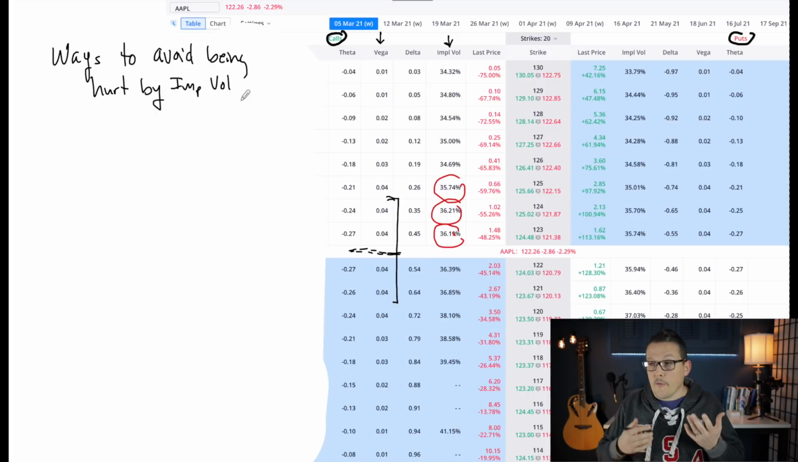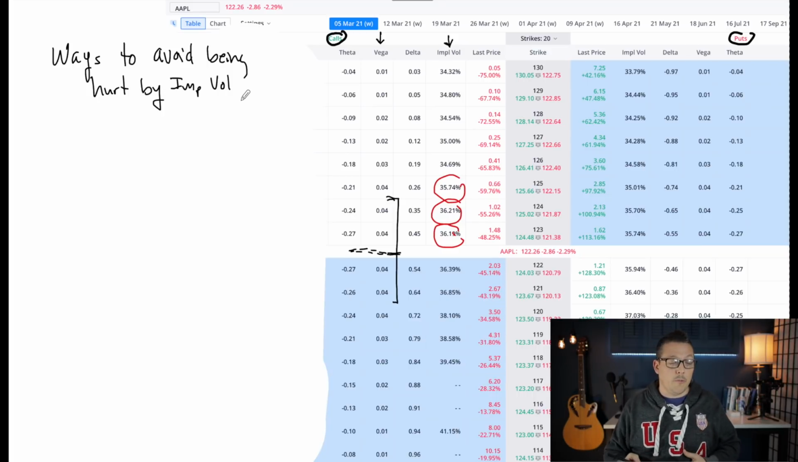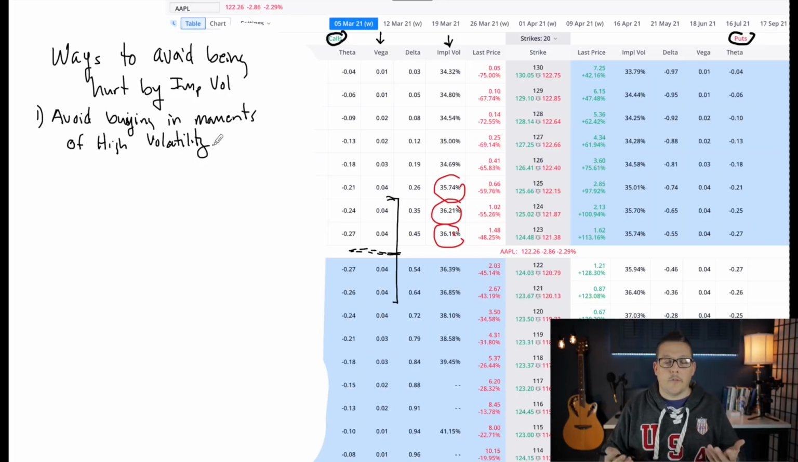So there's three ways that I really think of avoiding this Vega exposure and being affected by implied volatility. There might be more. Please feel free to leave them down in the description below. First, avoid buying options in moments of high volatility, right? Earnings calls or things like that. And remember, high volatility is relative to the previous trend of that volatility line. So just avoid that. Start with just avoiding when earnings calls are, guys.